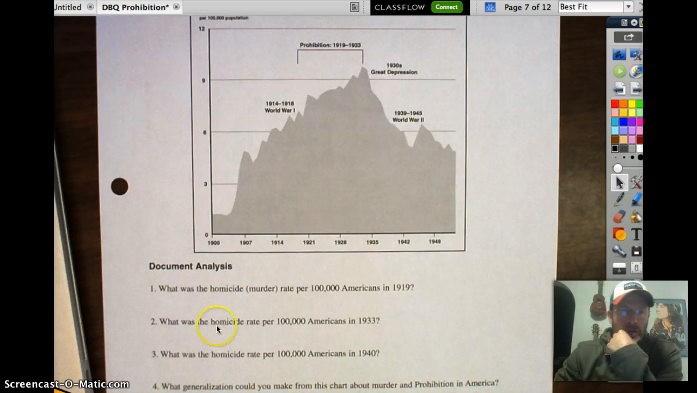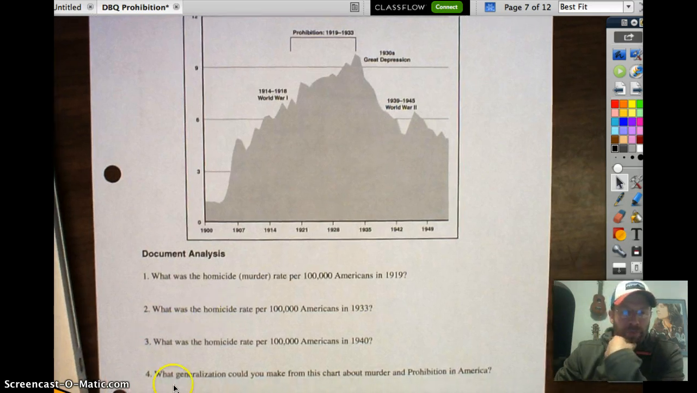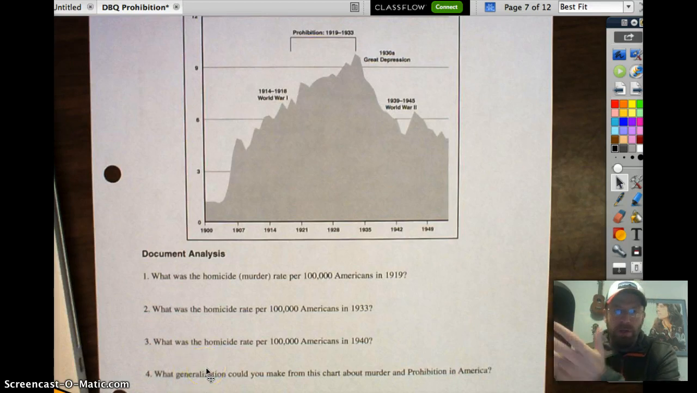Okay. Question four. What generalizations could you make from this chart about murder and prohibition in the United States? A generalization is like, what could you say about this? So is there a correlation? That means, is there a relationship? Are these things combined? So take a look.